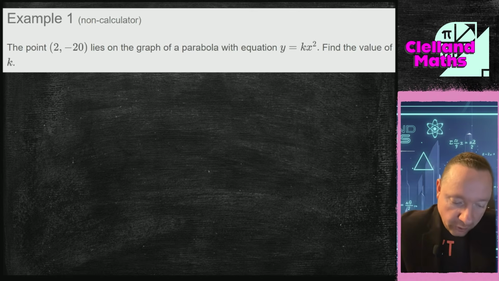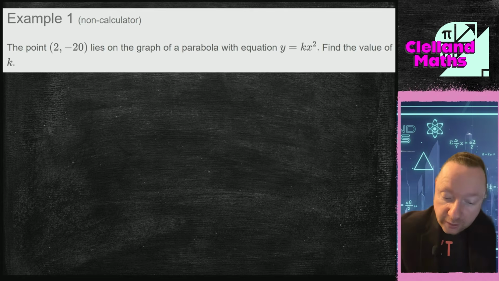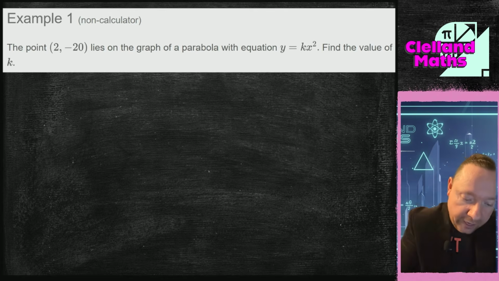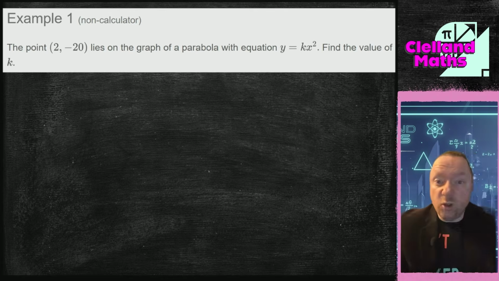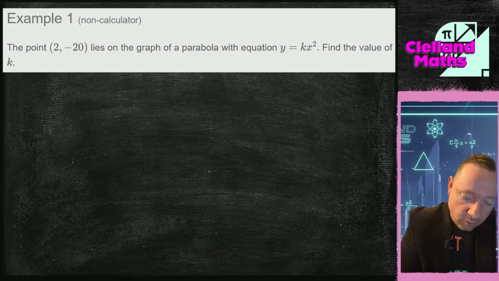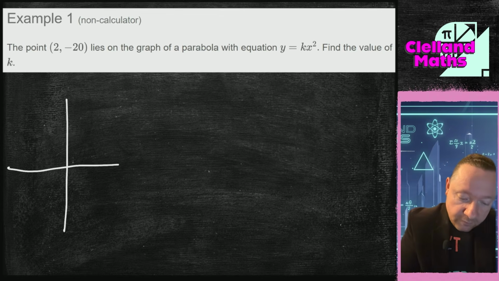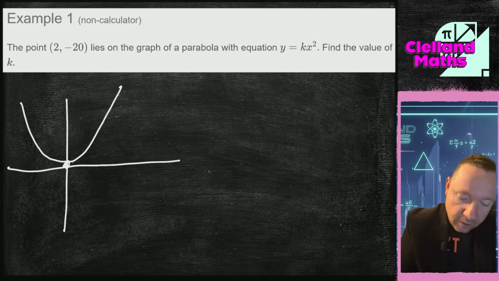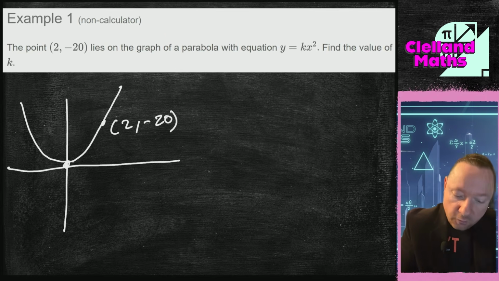Example 1. The point (2, -20) lies on the graph of a parabola with the equation y equals kx squared. Find the value of k. So sometimes they might even show you a picture like this and they might say, well, look, we've got a graph and we've got a curve going through there. And it's saying, look, we've got (2, -20), and it's saying find the value of k because it's y equals kx squared.